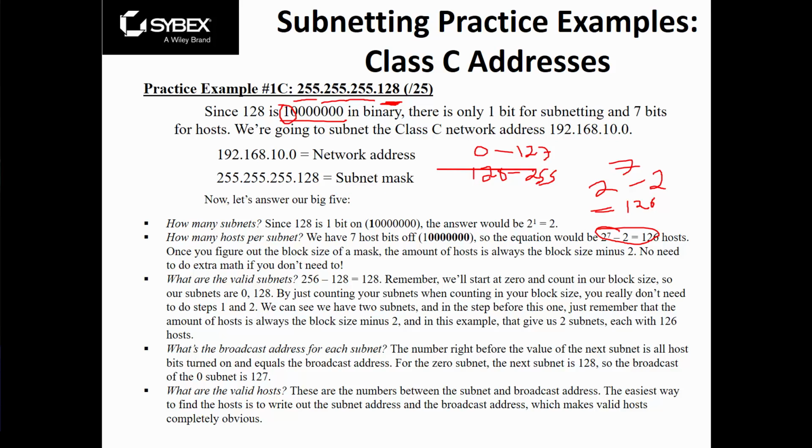What are the valid subnets? 0 through 127, 128 through 255. What will the broadcast address be? That'll be the last address. What will the network ID be? That'll be the first address. Valid hosts are everything in the middle. So 0, 1 through 126. 127 is our broadcast. 128 is our ID. 129 through 254 with 255 as our broadcast.